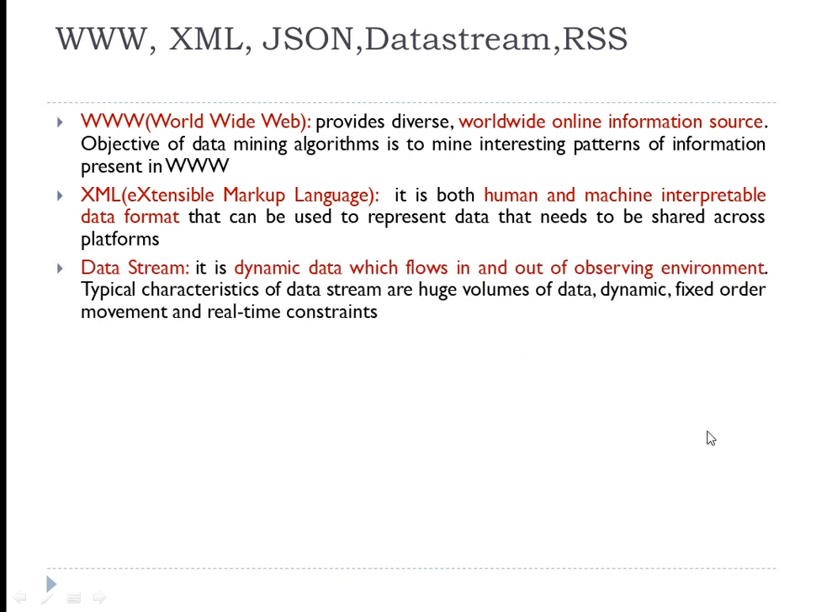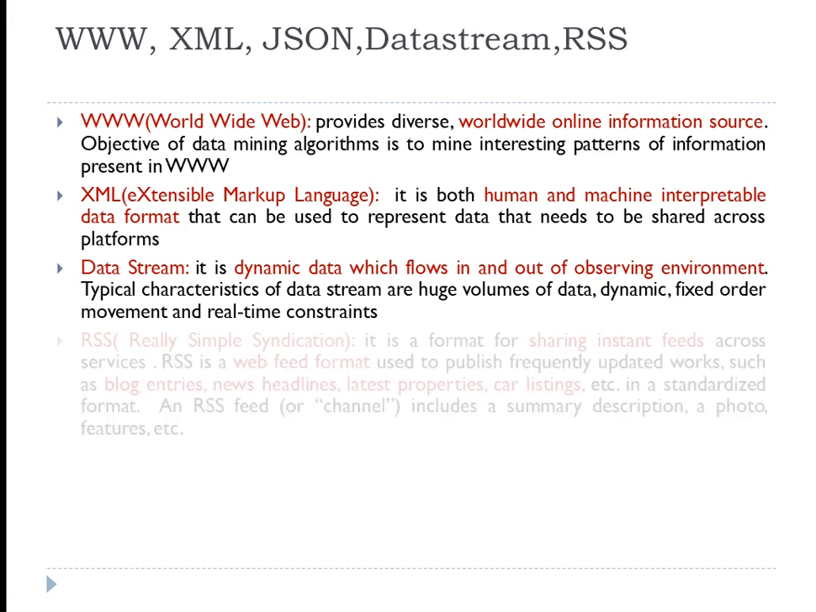Now coming to the data stream. Data can also be dynamic. It keeps coming, it keeps going, and there will be huge data. We are having dynamic data which keeps varying. It may also have some kind of fixed order movement, and there may be a lot of real-time constraints. So data can also be a stream of data, a flow of data. That is also one thing.